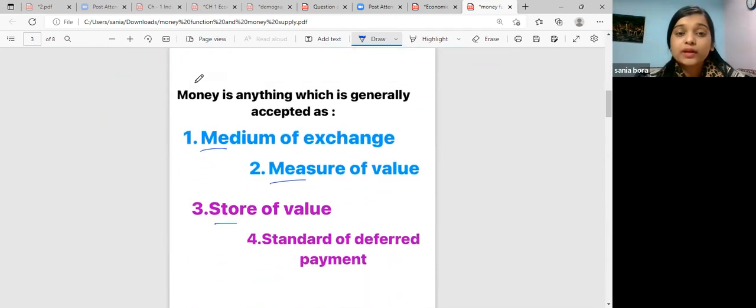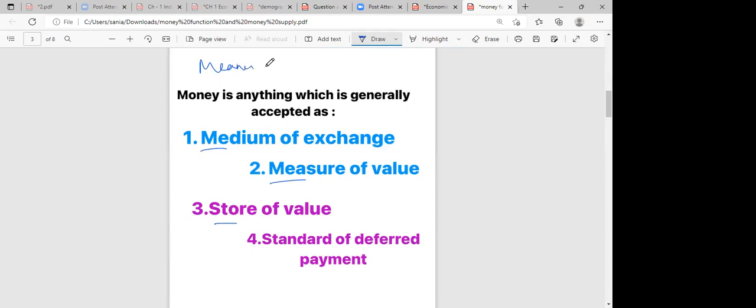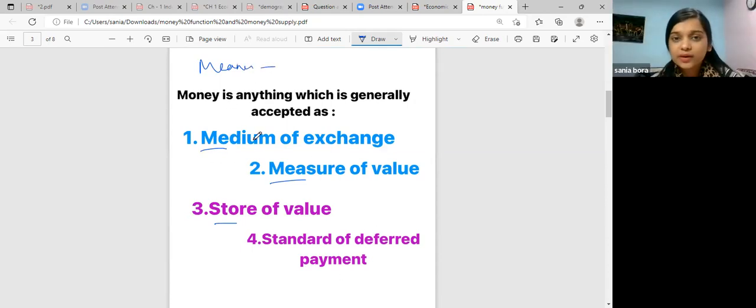Okay, so first you will write the meaning of money. Just write it in points 1, 2, 3, 4 like this. And once you are done, you will do the definition of money. There you will write either Kent or Robertson. Okay. Okay, ma'am.